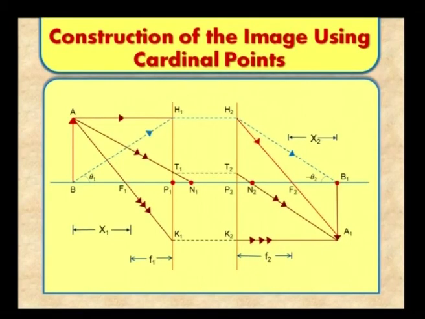You have a two lens system, and the two lenses are replaced by H1 P1, that is the first principal plane, H2 P2, the second principal plane, and N1 N2, what are N1 N2? They are the nodal points. And so, for an object AB on the principal axis, how do we obtain the image? A1 B1 is obviously the image. How is the image obtained from the object? That is, in other words, the construction of the image using cardinal points.